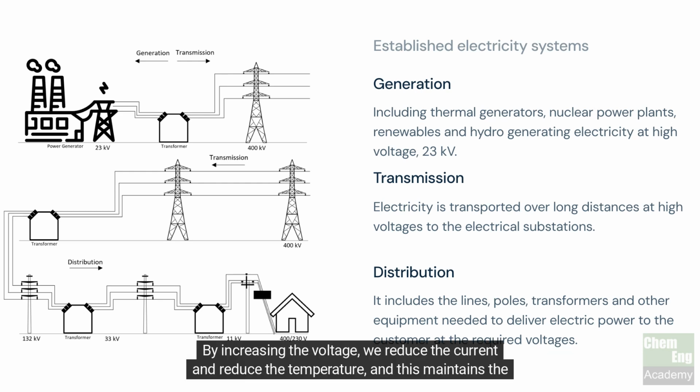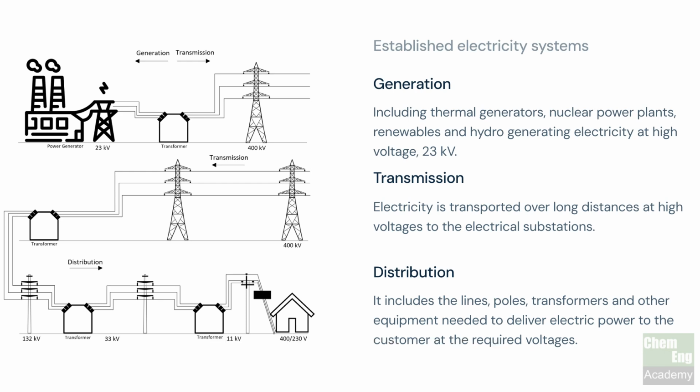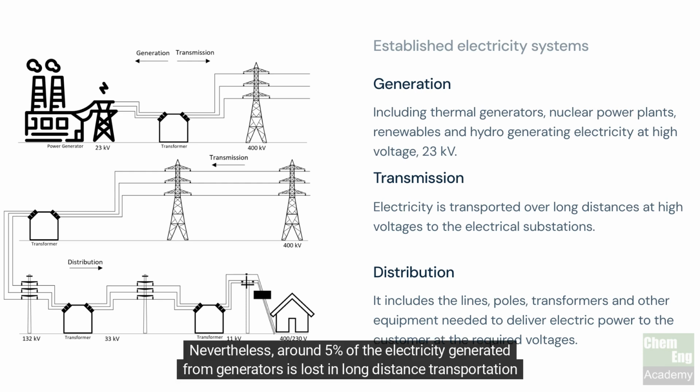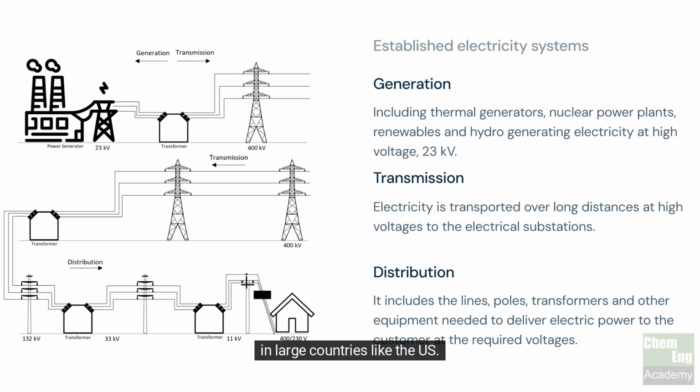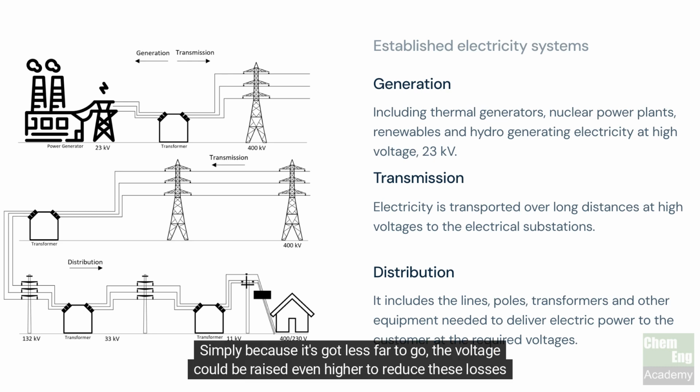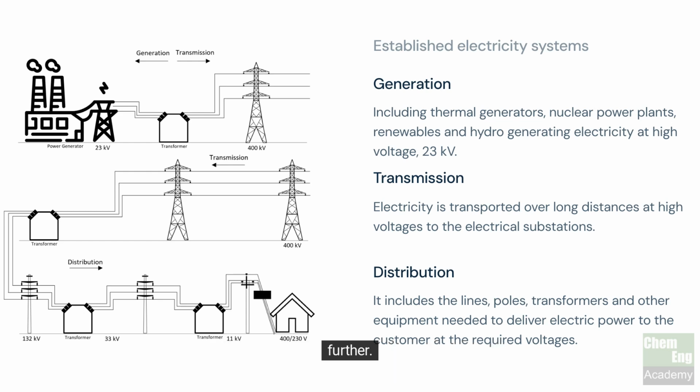By increasing the voltage, we reduce the current and reduce the temperature, and this maintains the total energy going through the system. Nevertheless, around 5% of the electricity generated from generators is lost in long-distance transportation in large countries like the US, with slightly less lost in smaller countries like the UK, simply because it's got less far to go. The voltage could be raised even higher to reduce these losses further. So these losses are a set balance.